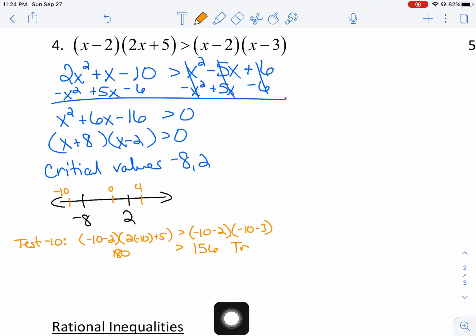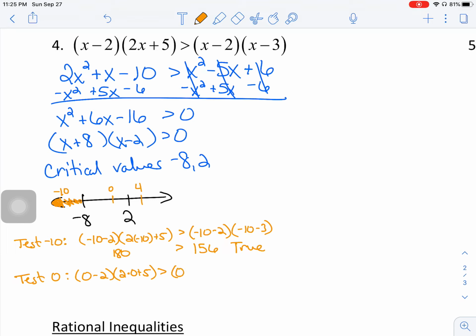That is 100% true, so that means I've just tested all the values less than negative 8. So all of these values I now know are true. Okay, that one test tests the whole interval. Okay, I'm going to test 0, and I'm going to do the exact same test. Okay, everywhere I have an x in the original problem, I am going to replace it with a 0. I'm going to test the left side against the right side and see what happens, okay?